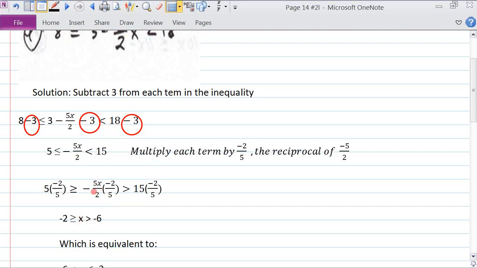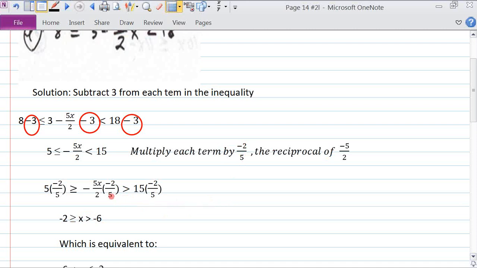x. Now, remember, when I multiply by minus 2/5, the direction of the inequality changes here. So this becomes greater than or equal to. This becomes from less than to greater than, because I'm multiplying by a negative quantity. So the direction of the inequality changes.